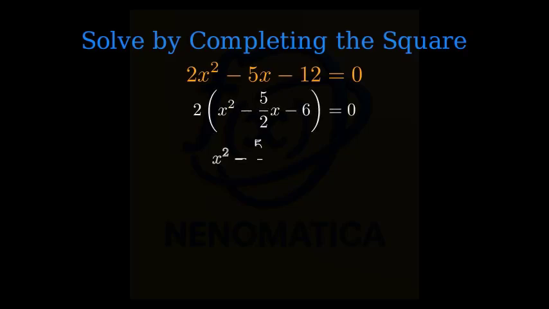Step 1. Factor out the leading coefficient from the quadratic and linear terms. 2 times the quantity x squared minus 5 halves x minus 6 equals 0. Then divide both sides by 2 to simplify the inside expression. Step 2. Move the constant to the right side so that only x terms remain on the left.